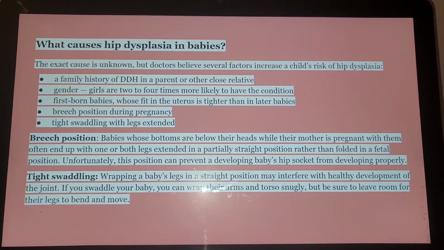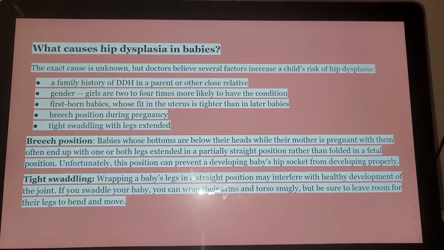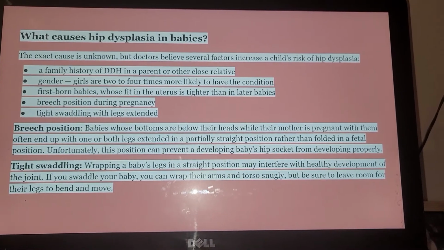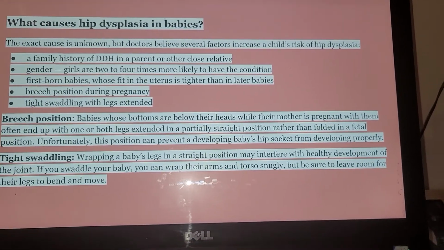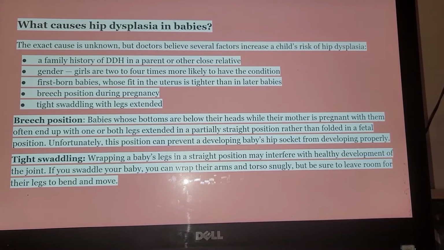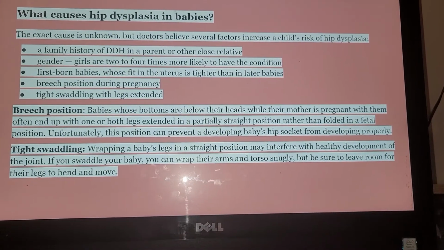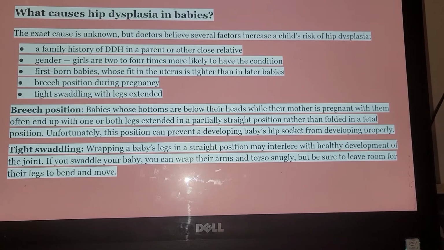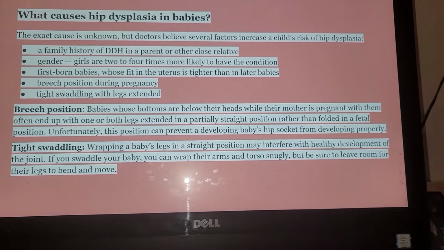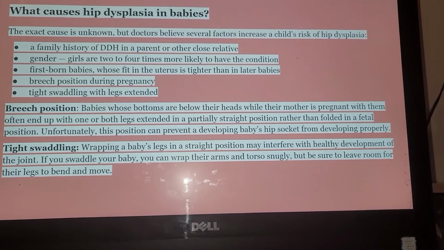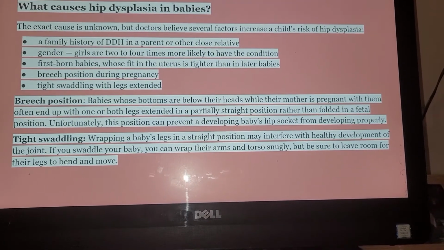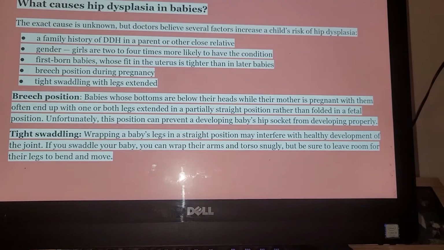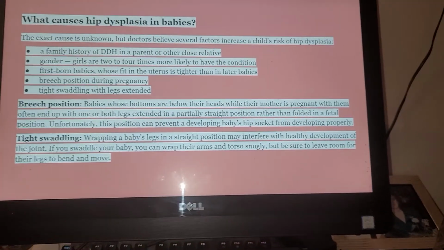Next, the causes of hip dysplasia in babies. The exact cause is really unknown, but doctors believe that several factors may increase the risk. So a family history of DDH in a parent or maybe a close relative, and gender. Girls are 2 to 4 times more likely to have this condition. Firstborn babies, because the uterus is tighter than in later babies, breech position during pregnancy, and tight swaddling of the legs with legs extended.